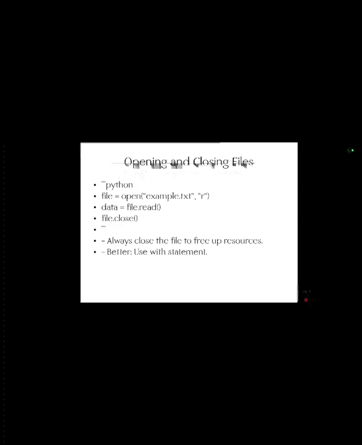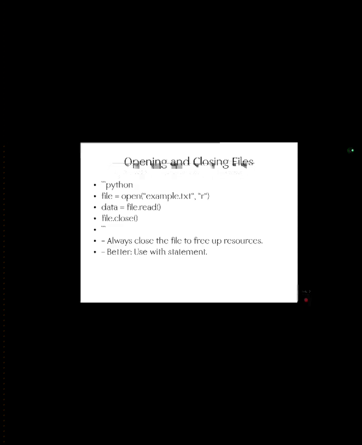Then the next slide is about using the with statement. The with statement is used for resource management. It ensures that the file is properly closed after its suite finishes, even if an exception is raised. With open as automatically handles closing the file once the block of code is exited, even if an error occurs. This reduces the risk of file corruption and resource leakage.